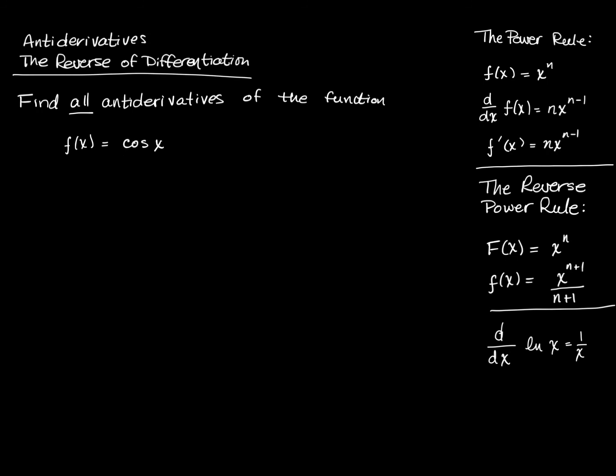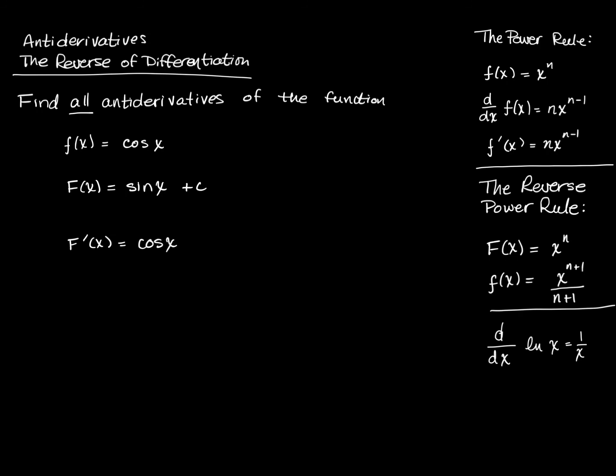Let's do another one. If f of x equals cosine, and we're looking for the antiderivative of cosine, then we need to ask ourselves, whose derivative is cosine? And I hope that you remember that the answer to that question is sine. Since the derivative of sine of x is cosine of x, then the antiderivative of cosine of x is sine of x plus c.